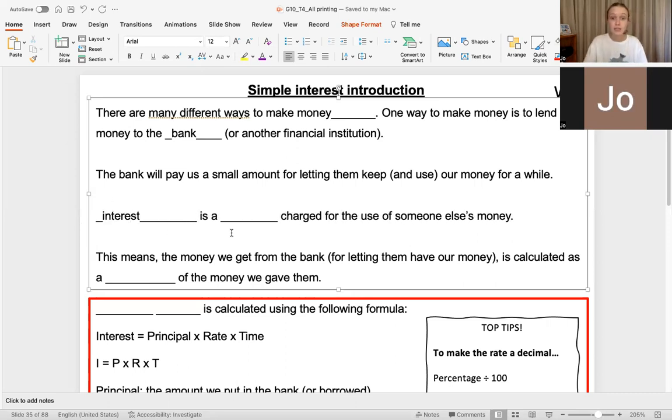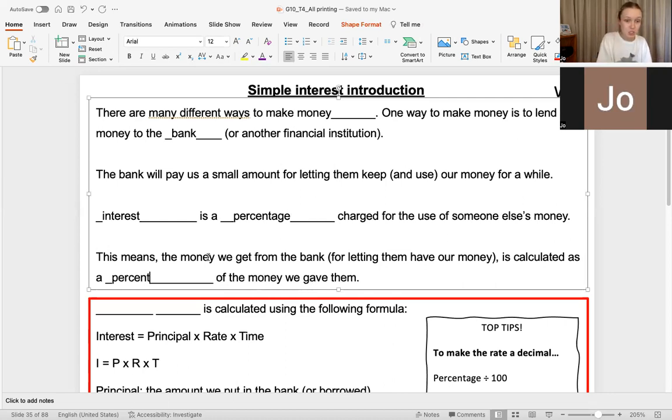Interest is a percentage charged for the use of someone else's money. This means the money we get from the bank for letting them have our money and use it for a little while is calculated as a percentage of the money we give them.